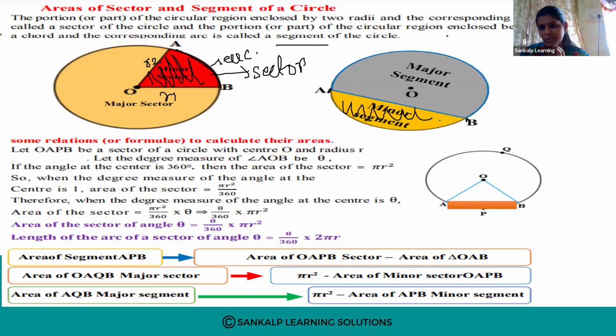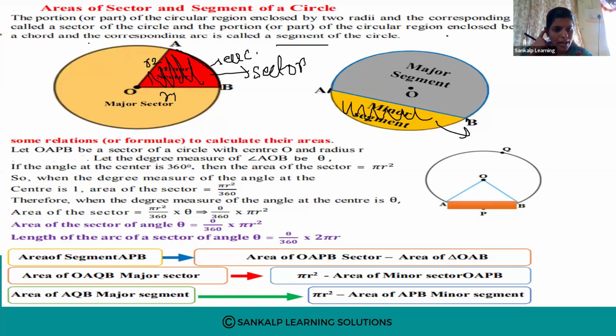If the segment is small, then it is called a minor segment. If the segment is big, then it is called a major segment. Like that, if the sector is small, means the area of the sector is small, then it is called a minor sector. Area is big, then it is called a major sector, right? So some relations to calculate their areas.